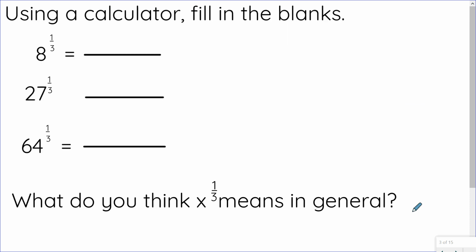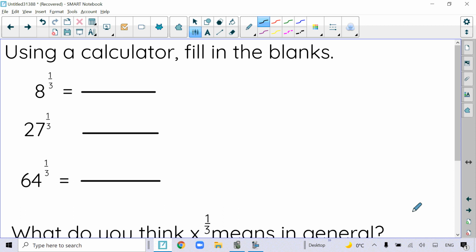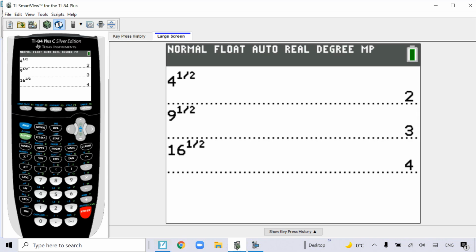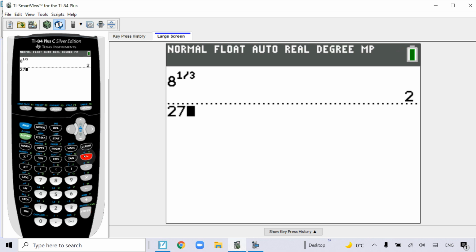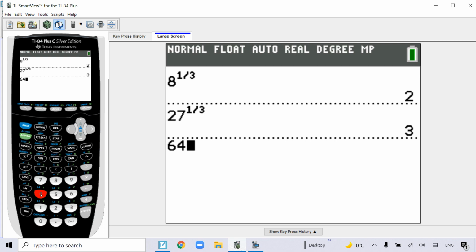Let's try another one, this time with 1/3 as my exponent. So 8, 27, and 64 to the 1/3. I'm going to do 8 to the exponent of 1/3, and then I'll do 27 to the exponent of 1/3. And last but not least, 64 to the exponent of 1/3. And I get, again, 2, 3, and 4.